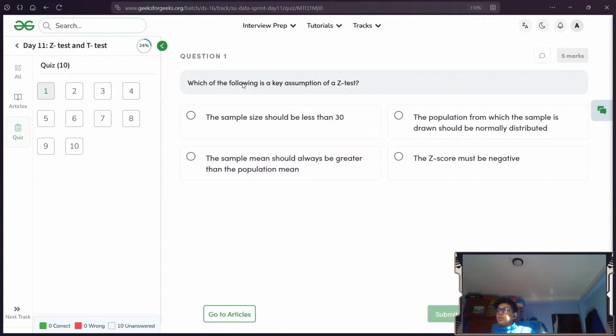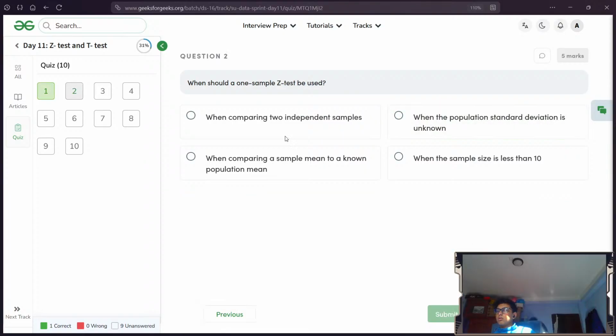Quizzes. Which of the following is a key assumption of our test? Sample size will be less than 30. Population from which the sample is drawn should be normally distributed. The sample mean should always be greater than population mean. The z-score must be negative.